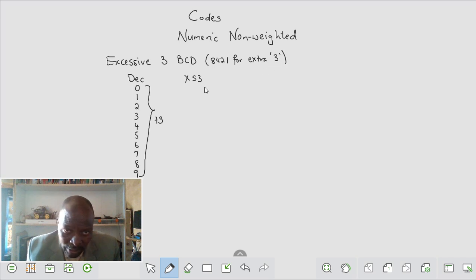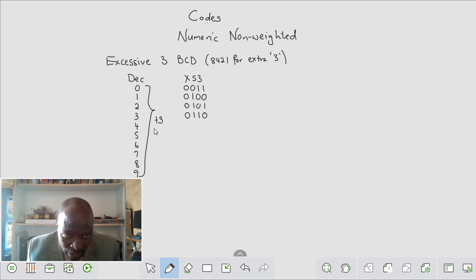So now, excess 3 of 0 is 3: no 8, no 4, 2 and 1. For 1, excess 3 is going to be 4. That will be no 8, a 4, no 2, no 1. For 2, if you add 3, that will be 5, that will be 4 and 1. For 3, that will be 6, that will be 4 and 2.